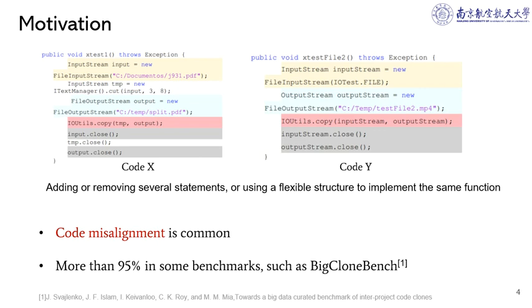However, they ignored the code misalignment problem on Type 3 and Type 4, that is, adding or removing several statements or using a flexible structure to implement the same function. This phenomenon is common and also can be found in some benchmarks, such as the BigCloneBench dataset, where such kind of clones accounts for more than 95% of the total number.